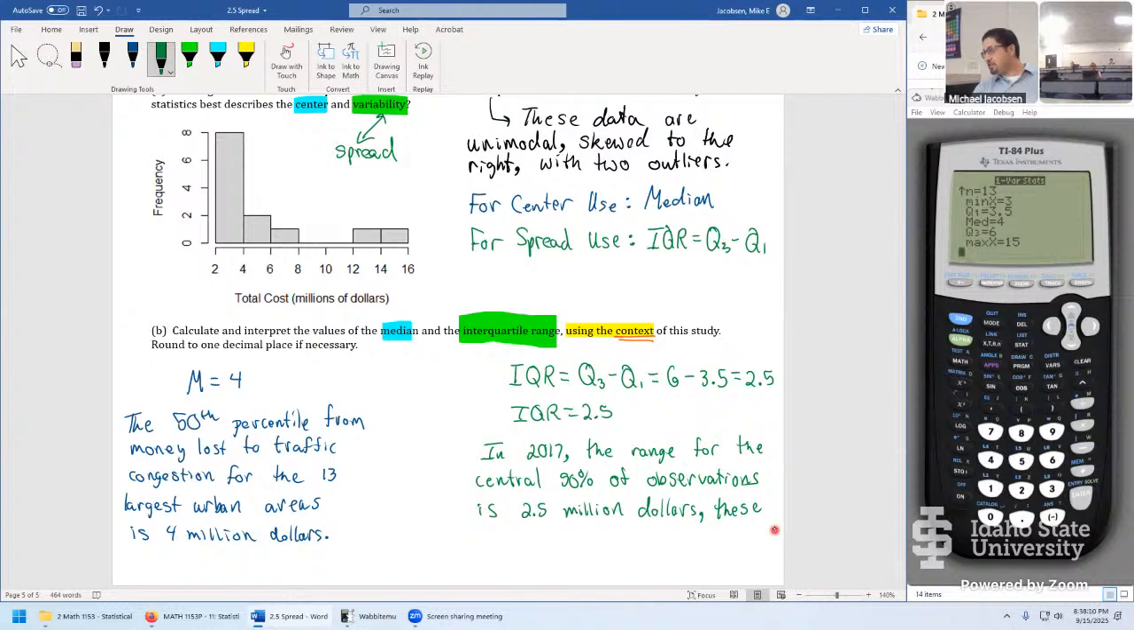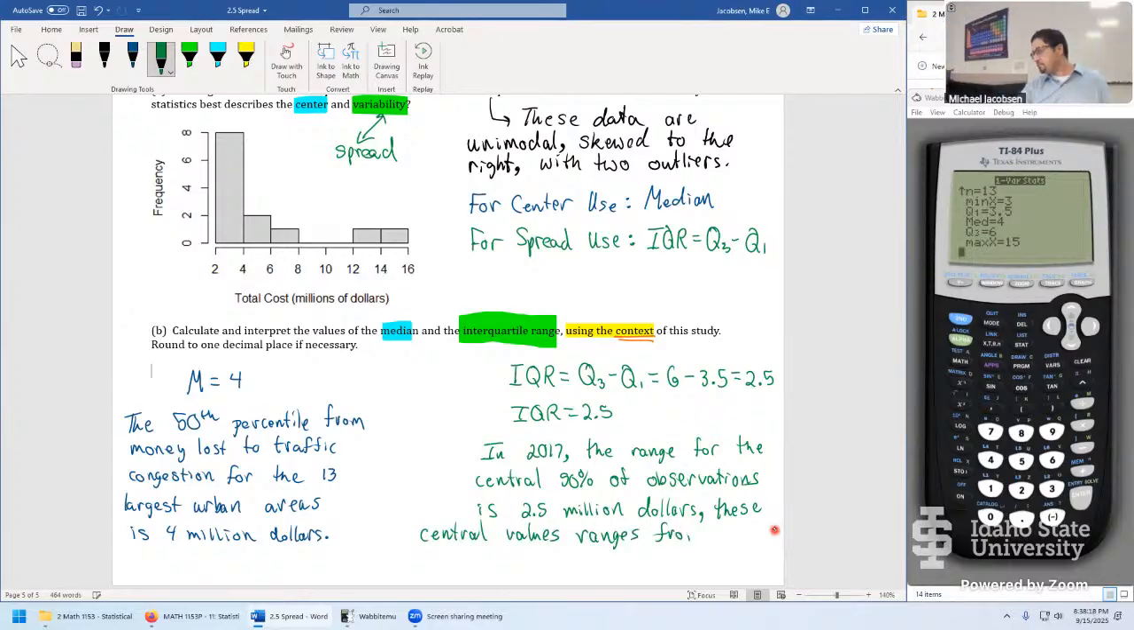These central values range from 3.5 to $6 million. If you gave me just this part, the central values are from 3.5 to $6 million. Again, that's good enough for me. That is the interquartile range. It's just a subtraction away.